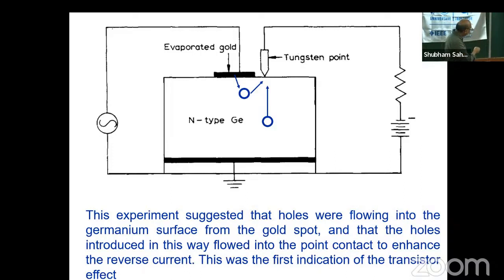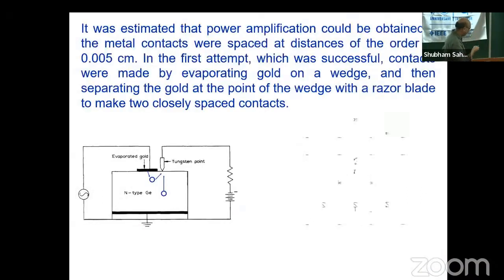So now that they found that they could increase the current flowing in this circuit by applying a voltage here, they said, why not enhance this particular effect? How do we enhance? So they figured that this contact and this contact need to be brought very close to each other, because note that holes are being injected here and they have to travel and reach there, right? To avoid recombination and all that, they realized that the two points have to be very close to each other. So they came up with this arrangement here.